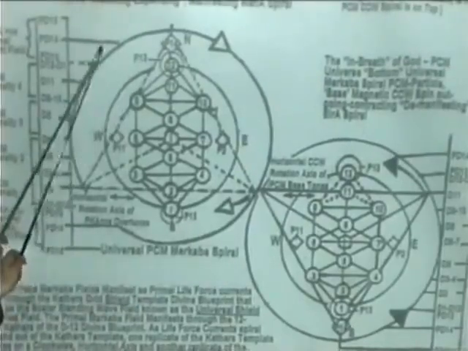So this is known as the in-breath and out-breath of God. The out-breath is the manifestation, the exhale. The in-breath is the going back to Source and return. As long as those systems flow well, the whole Merkaba works well together, and you stay alive eternally.